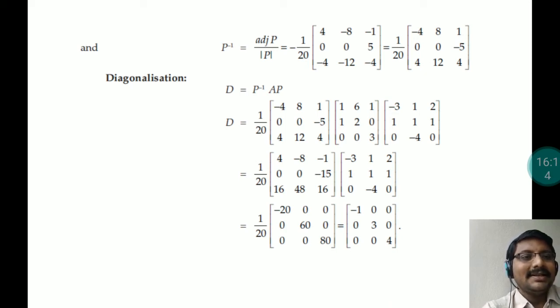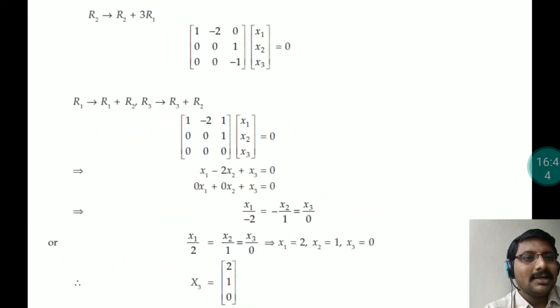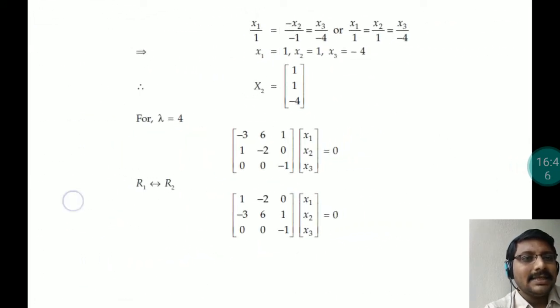So here D is the diagonal matrix, that is the matrix of minus 1, 0, 0, 0, 3, 0, 0, 0, 4. Clearly we can observe the principal diagonal elements are minus 1, 3, 4, and the remaining elements are zeros. So it is the required diagonal matrix D. Hence the given matrix A is diagonalizable. So very easy steps, so simple, we can find A is diagonalizable very easily.